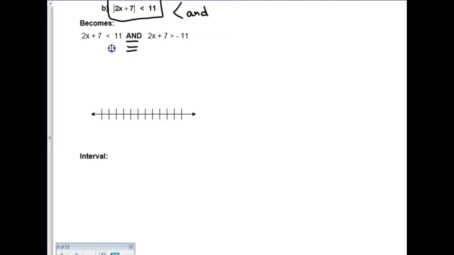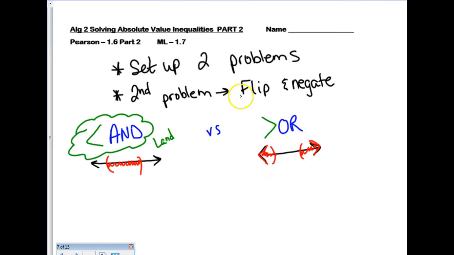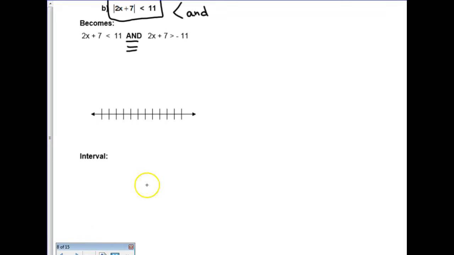Now, this first problem looks just like the original, except I took the bars off. I didn't change anything other than removing the absolute value bars. But what is different here in the second problem? We negated the 11, and we flipped the inequality sign. So that's what that note on the other page meant. For our second problem, we flip the sign, and we negate the answer. And now we do exactly what we did yesterday. We solve. And you're going to see the same math happening on both problems, but providing two very different solutions.